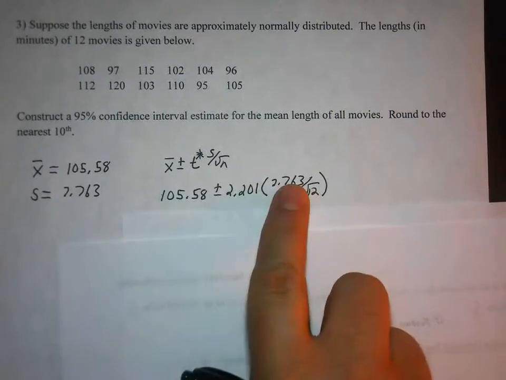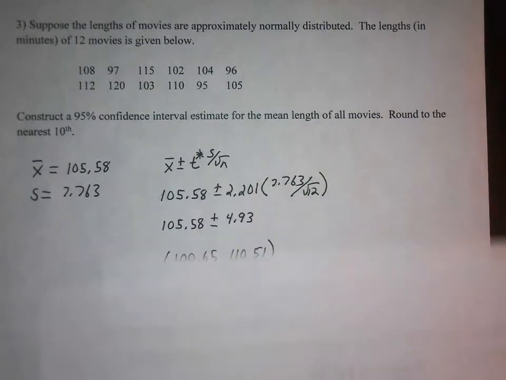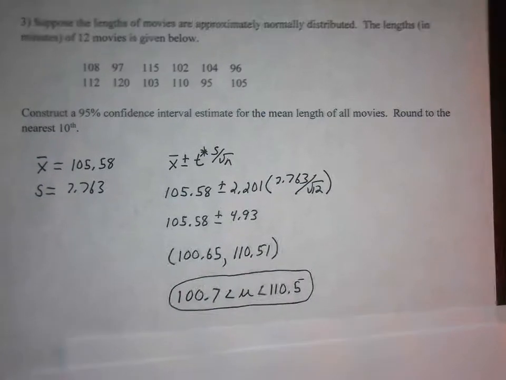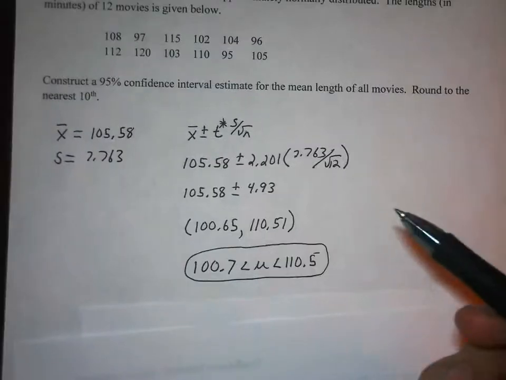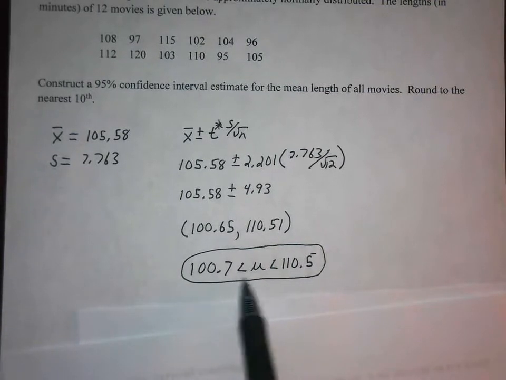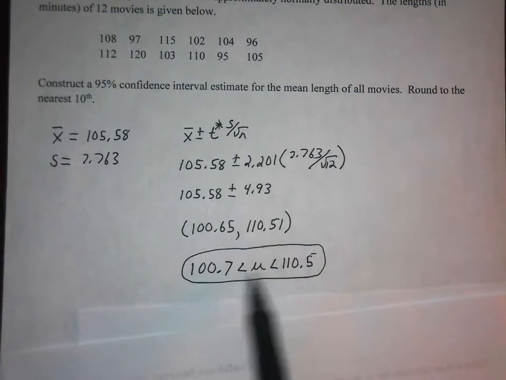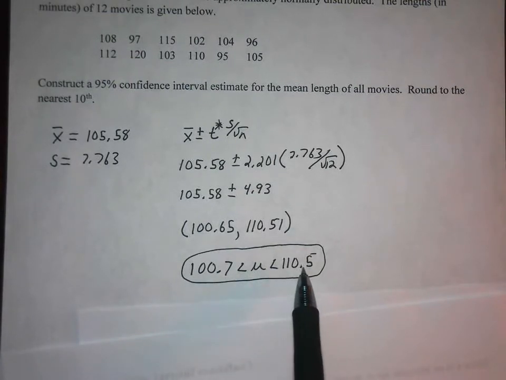Okay, and then you substitute your sample standard deviation divided by the square root of n. So you end up with this interval. Margin of error, 4.93. So we're 95% confident that this interval contains the true value of the population mean length of movies, so between 100.7 minutes and 110.5 minutes.